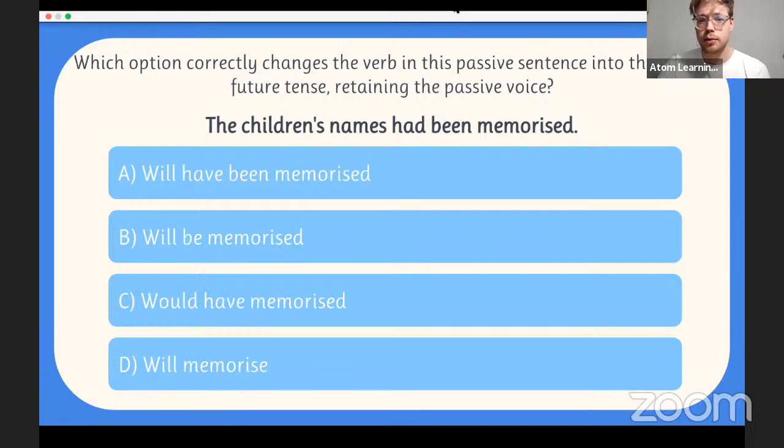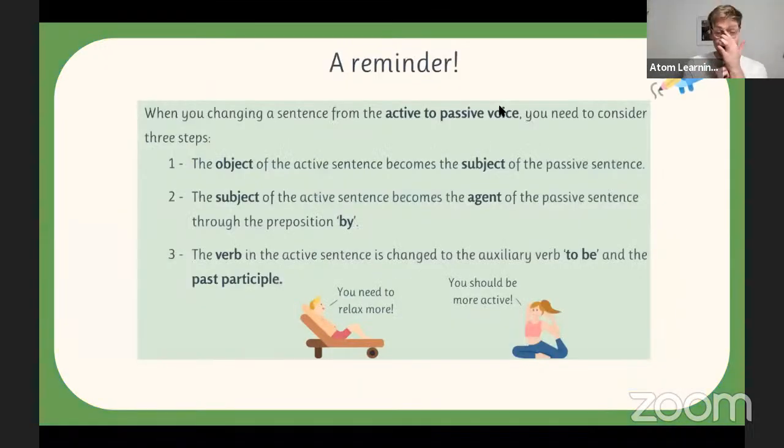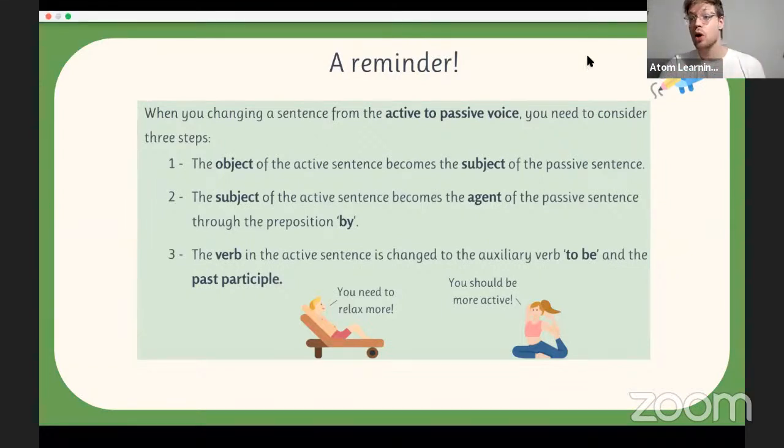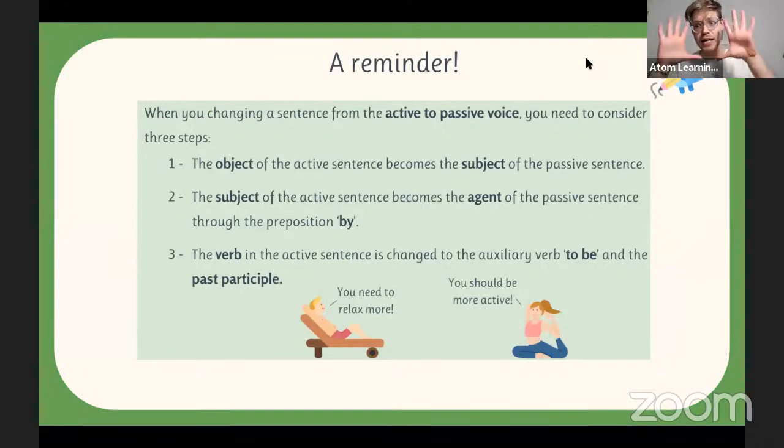Okay, what I'm going to do now is go over a reminder of how to change from the active to the passive voice before going over a few more questions to finish the lesson. We've all done really well. We just have 10 minutes left. I know you can do it. We're nearly there. Keep pushing through.